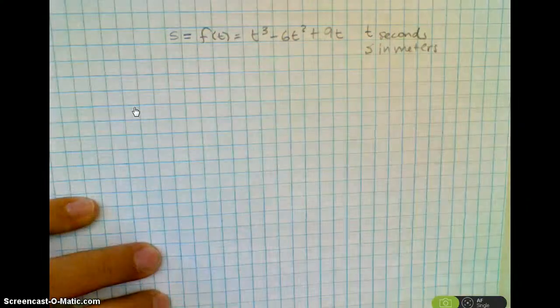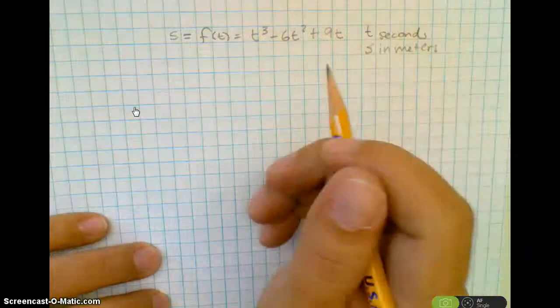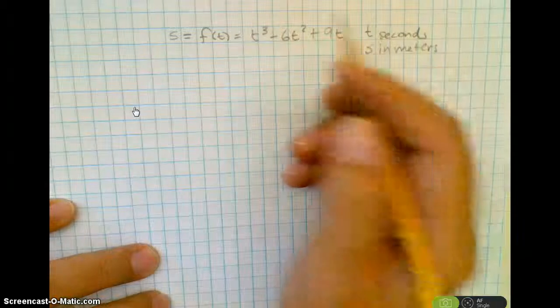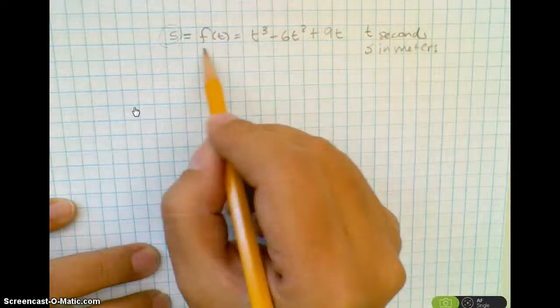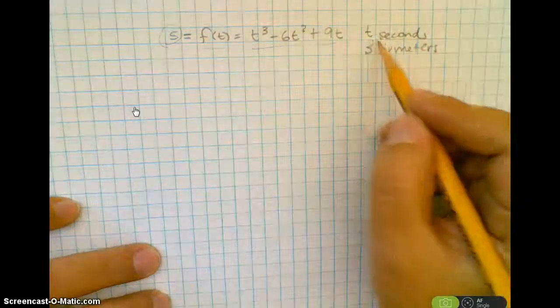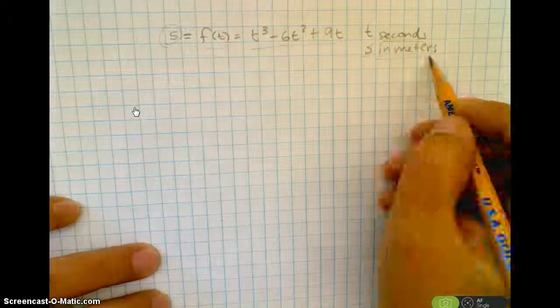Let's talk about the most common one. It's applied in physics, and it's actually in both exams, the ECE and the AP exam. So we have a particle moving along the x-axis, whose position is given by a cubic function, where t is the time measured in seconds and s is the position measured in meters.